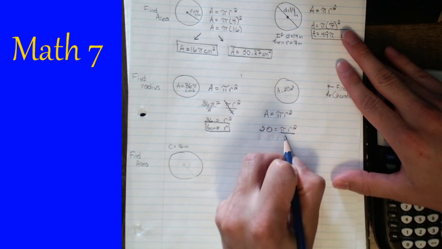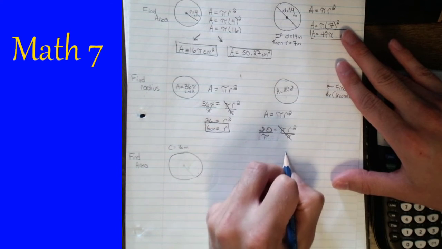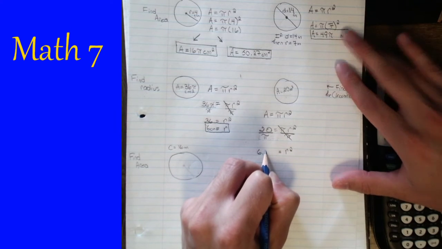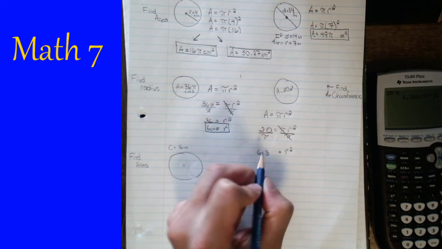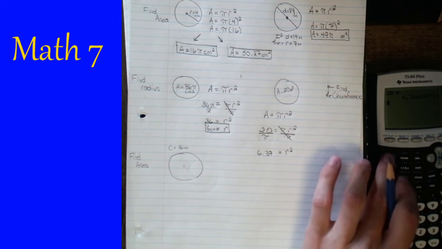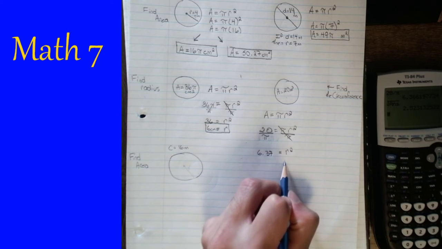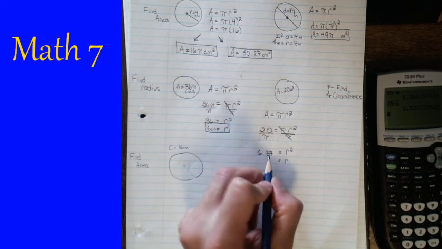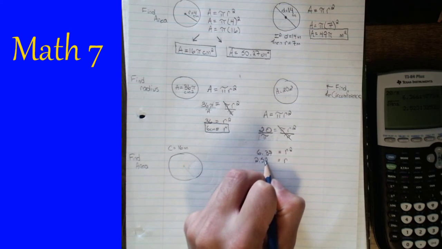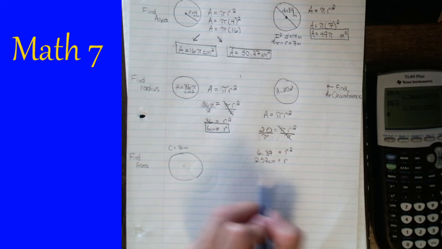So divide by pi on both sides. So now r squared is equal to 6.37. And now we can square root that number, so that r is equal to 2.52 meters. Okay, so that's my r value.